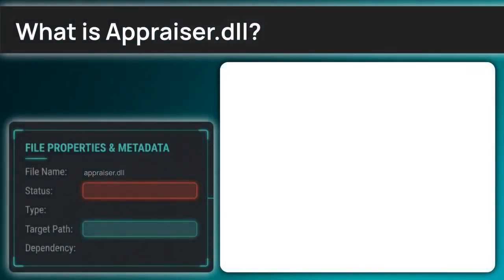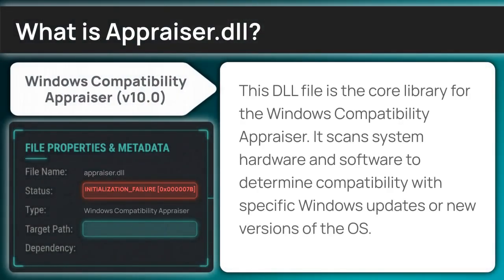This DLL file is the core library for the Windows Compatibility Appraiser. It scans system hardware and software to determine compatibility with specific Windows updates or new versions of the OS. With that background out of the way, here is how we actually restore the missing component.